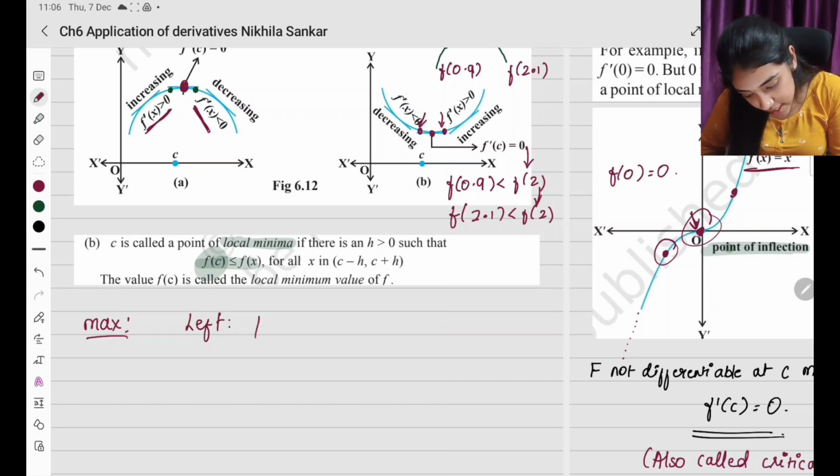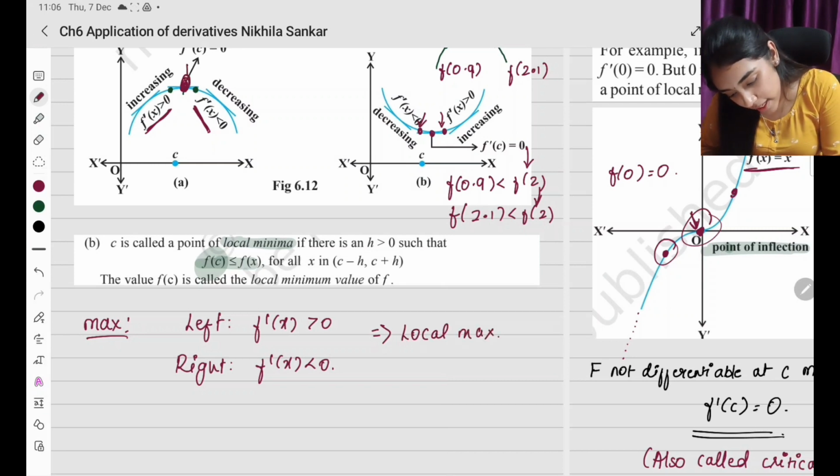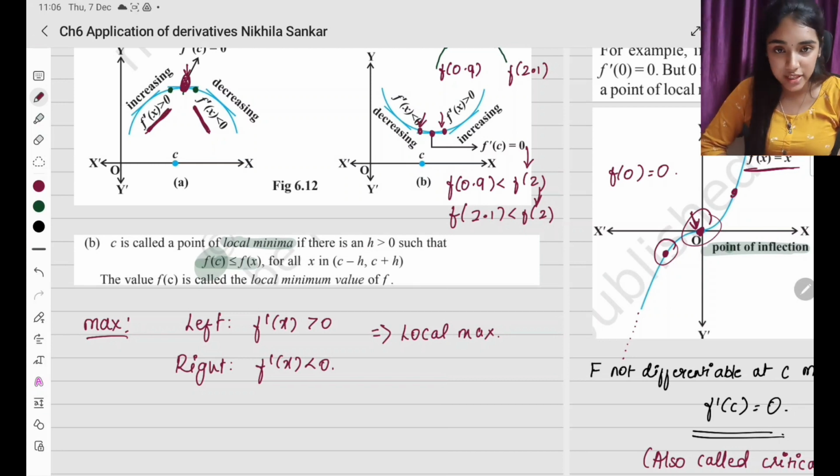Left side la, I have f dash of x is greater than 0 and on the right side, I have f dash of x is less than 0, which means we are talking about the local maxima. புரிஞ்சுதா? இந்த இடத்துல இப்போ local maxima பத்தி நான் பேசுறேன்னா, left sideல it is like this and right sideல f dash of x is less than 0.